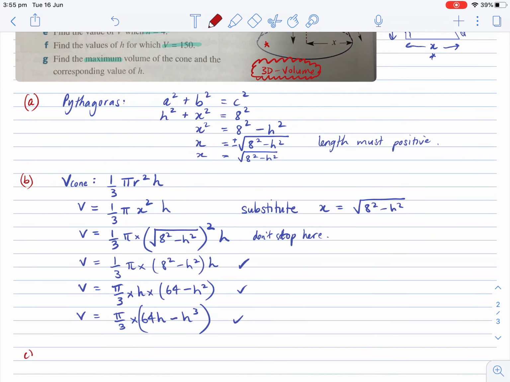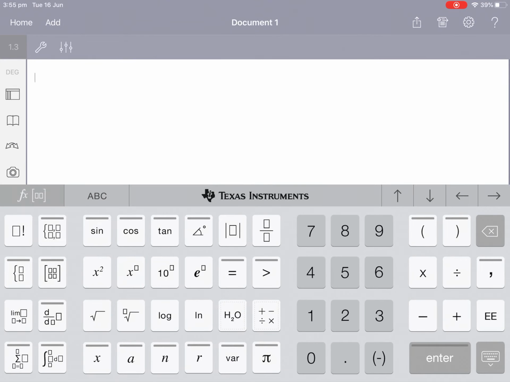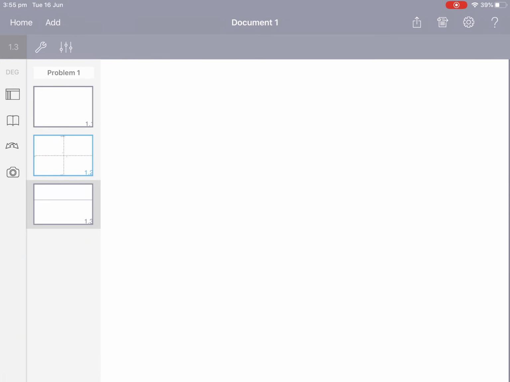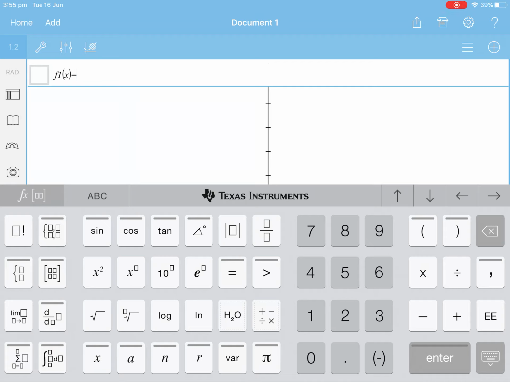Nice. Let's do part C. Part C said, use CAS calculator to help draw the graph of V against H. All right, so let's jump onto my CAS calculator. I need to add a graph screen. And with the calculator, notice up the top, it's got f1 of x. My expression was V and my variable was H. When I'm using the CAS calculator, it doesn't know V and it doesn't know H, it knows f1 of x. So I'm going to replace the H's with the x for the sake of entering it onto the calculator.